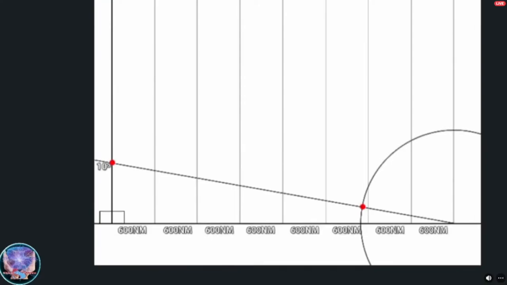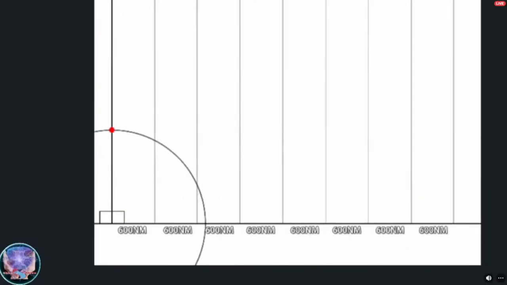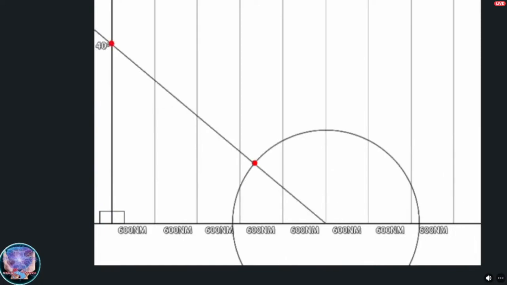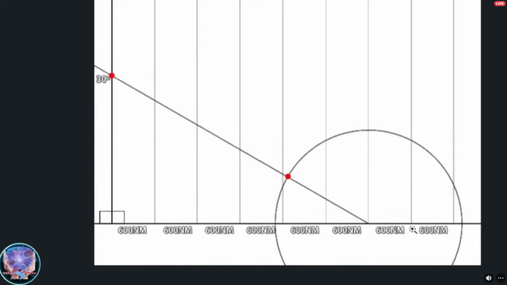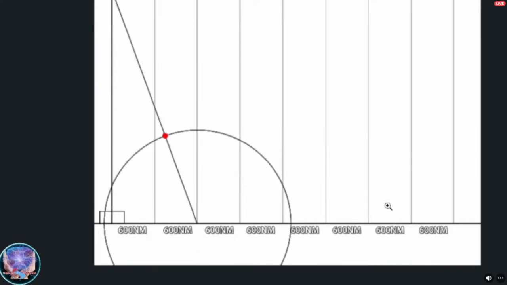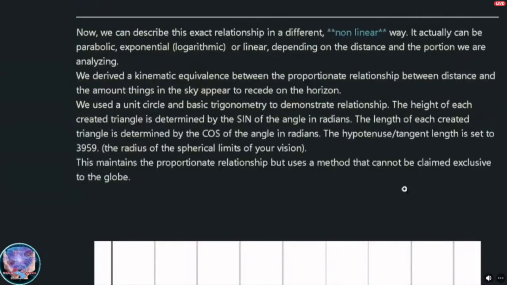We would just use this, just think about this math. This is what our math is doing when we're moving from the Polaris to the equator. We're approximating it. This is a grouping of 10 latitudes at a time to show you the difference. But essentially, we're doing this all the way through at every step of the way. So essentially, we're going to say that it's non-linear, right? It could be parabolic, exponential, linear, logarithmic, depending on the distance and the portion that you're analyzing.